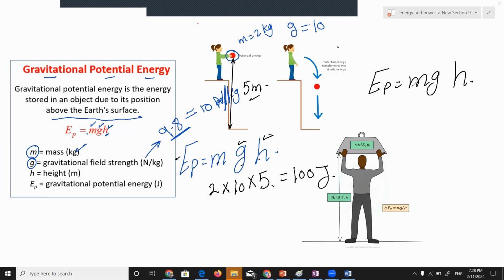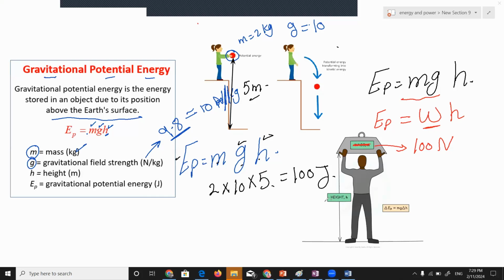But as you can see here, mg is the weight. So I can simply say the gravitational potential energy is weight times height. Why do we need this piece of information? Because sometimes the question doesn't give you the mass, it gives you the weight. Say, for example, the weight of this mass is 100 Newton. Remember, it's not kilogram, it's in Newton.